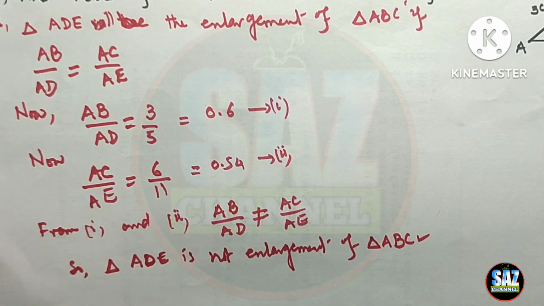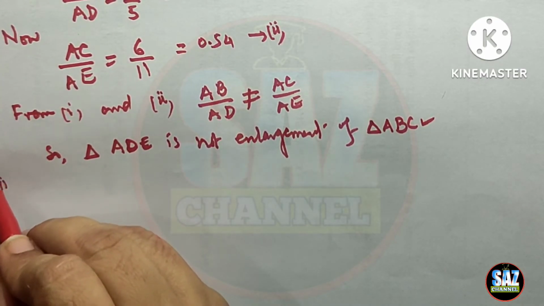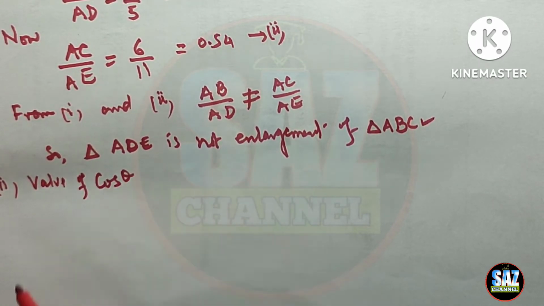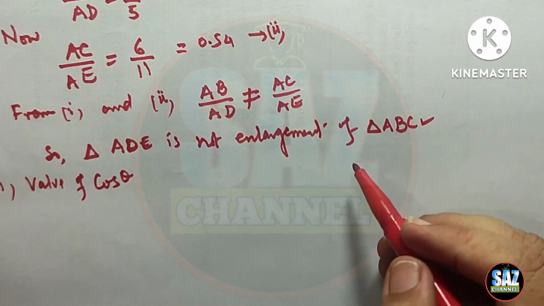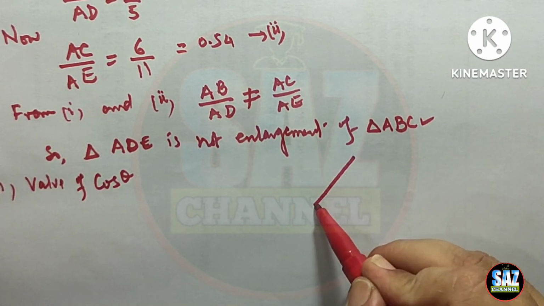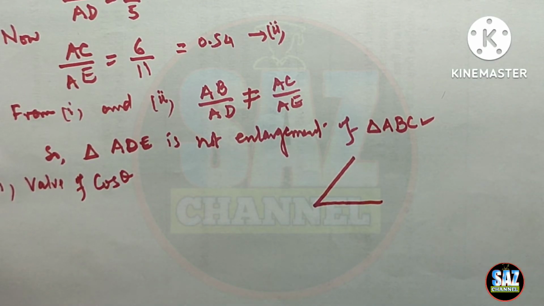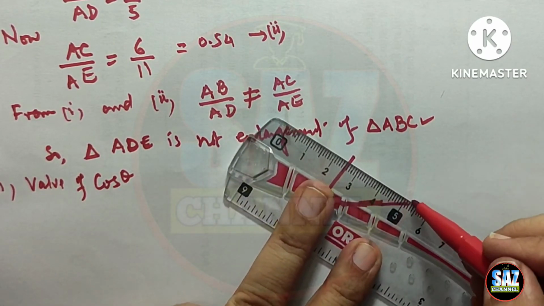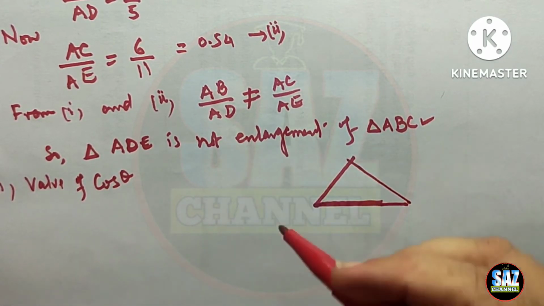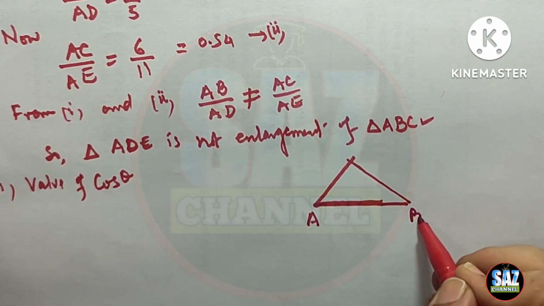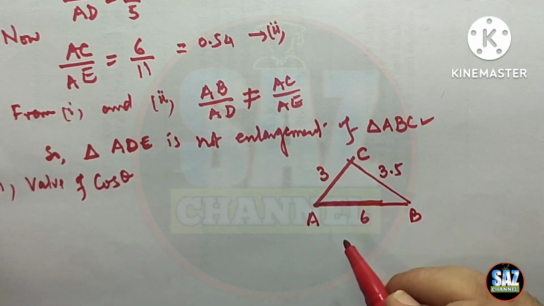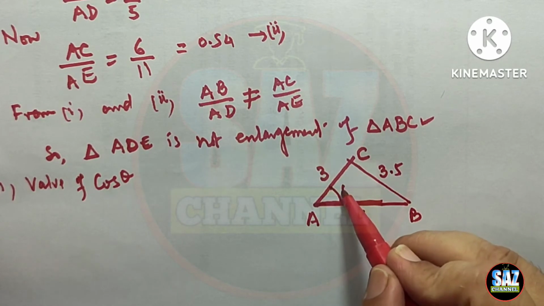And the second part says that we have to find the value of cos theta. For that purpose, what we have to do is that we have to take the triangle ABC. Let me make it with ruler. Okay, always use your ruler and pencil for the drawing of the figures. Okay, A, B, and C. This is 3, this is 3.5, and this is 6. I'm leaving the units for some time, and this is theta.